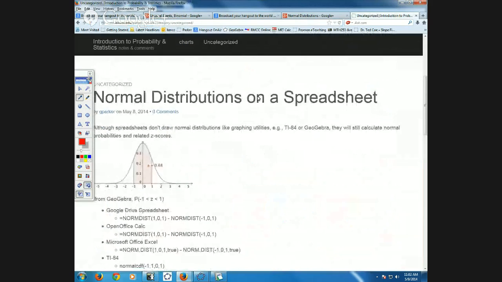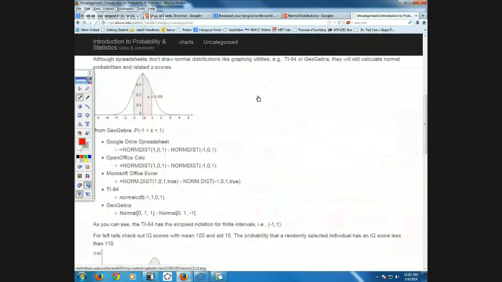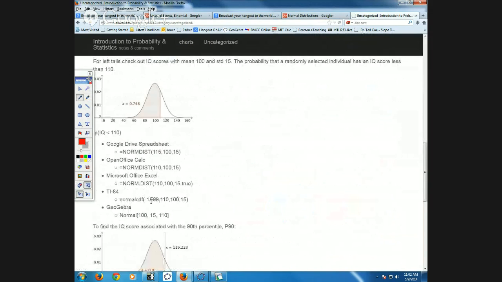Okay, normal distributions. So if we're doing left tails, that's down here. On the TI: left side, right side, mean, standard deviation. If I were doing this on Google Drive or Microsoft Excel, there's a slightly different formula for those, and I will post all these formulas on the course website in an announcement.